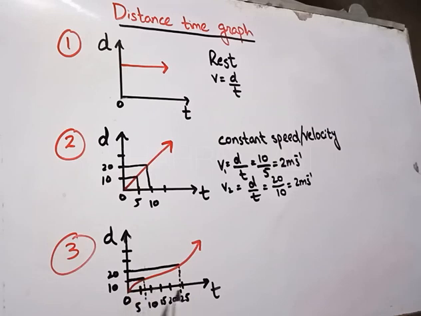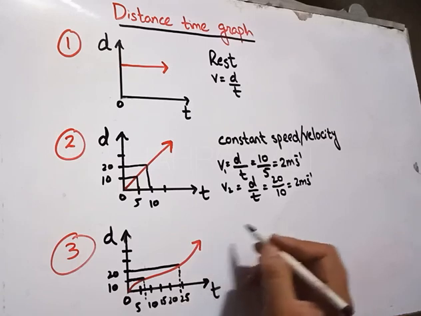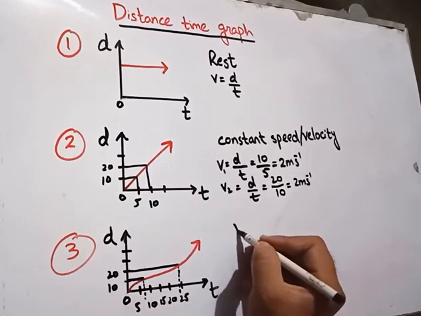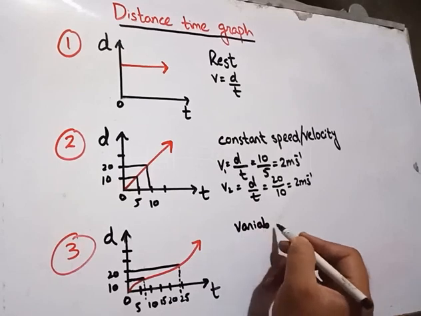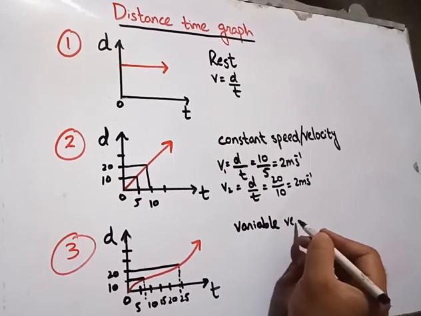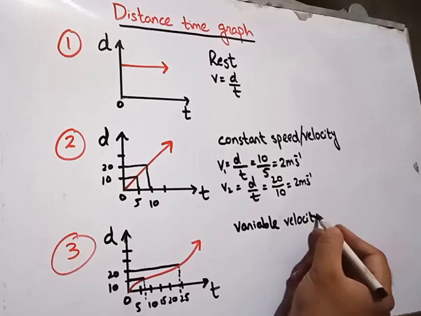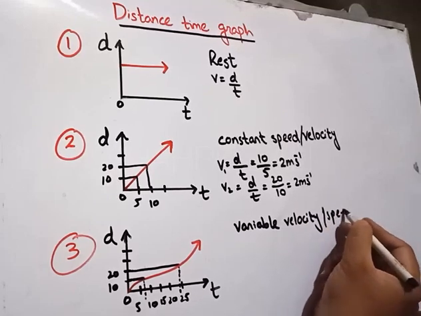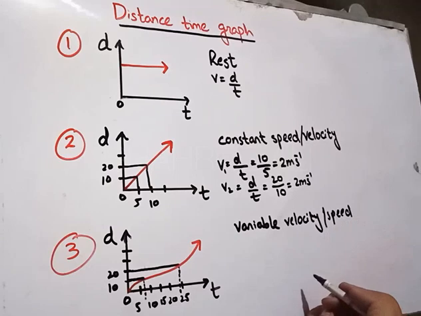As you can see, the intervals have no equal distance in equal intervals of time, because in the first 7 seconds the body has covered 10 meter, and in the next total 24 seconds the body has covered 20 meter distance. So distance is not equal in these intervals. So you can write it: this is variable velocity, variable velocity or speed.